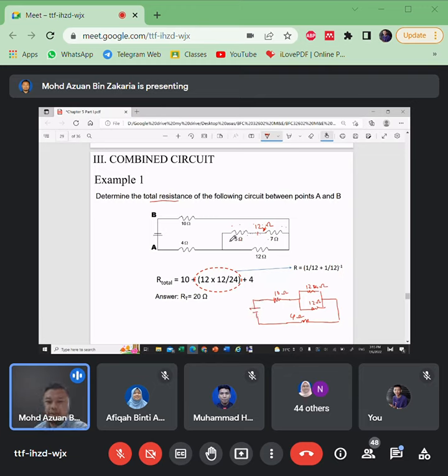This one can be simplified. You combine and represent it as one resistor. So based on this, you can calculate the total resistance is 20: 10 plus 4 plus this one. This one is 12 in parallel with 12. Let's see, 12 multiplied by 12 divided by 24 is equal to 6. So 6 plus 4 plus 10 equal to 20. I think this is too simple.